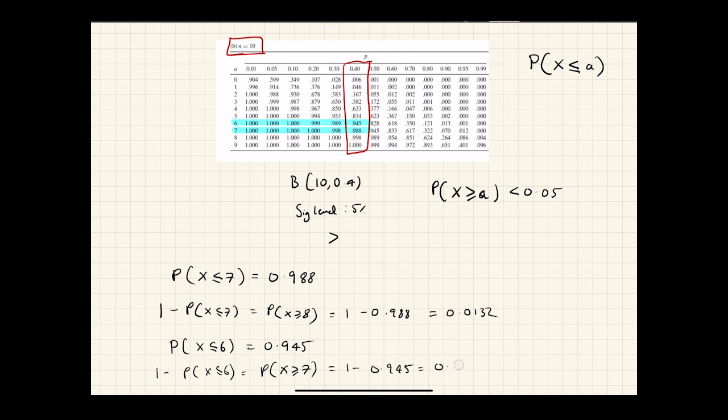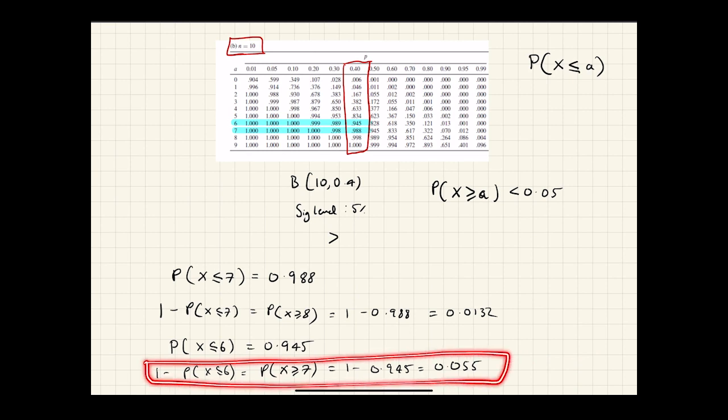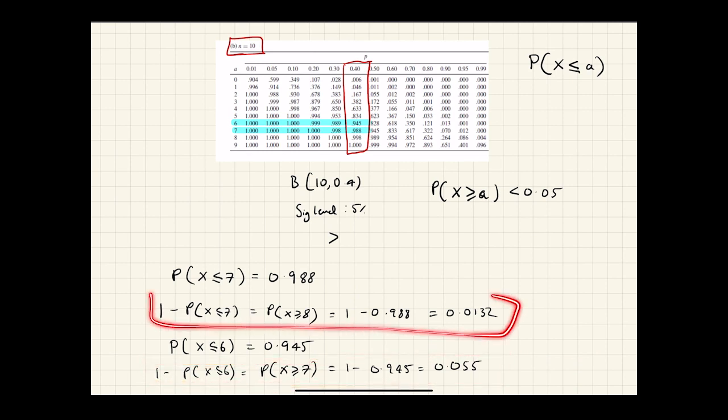My mental maths went out the window there, but this one should be 0.055. And as you can see, this is a probability which is more than 0.05. So this is the acceptance region, this is okay. Whereas this one here was less than 0.05. So therefore, it's not going to be accepted and it's in the reject region.